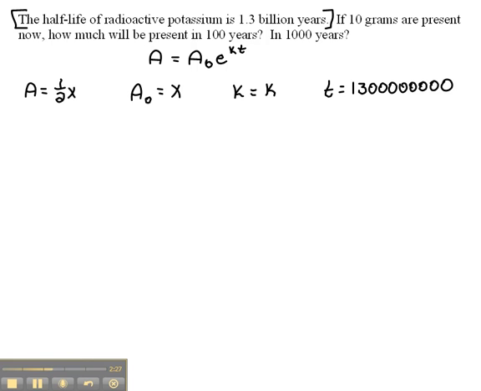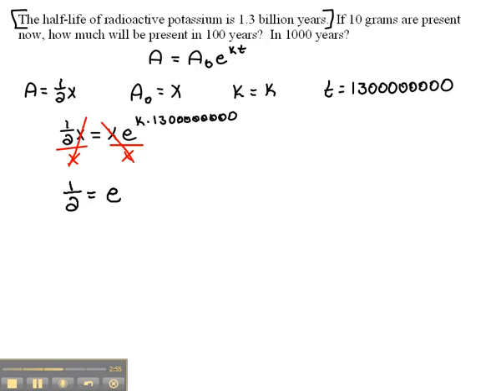So using our formula, we'll have 1/2 x equals x e to the k times 13 with 8 zeros behind it. 1, 2, 3, 4, 5, 6, 7, 8. Okay. Now, to get the exponential all by itself, we're going to divide both sides by x, and that will cancel that out. So now we have 1/2 equals e to the, and we might as well put the 1.3 billion in front. So 13 with 1, 2, 3, 4, 5, 6, 7, 8 zeros, and a k.